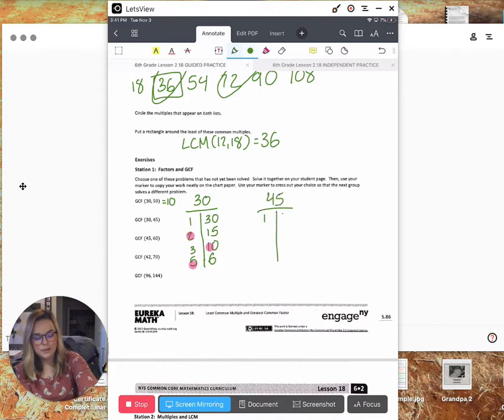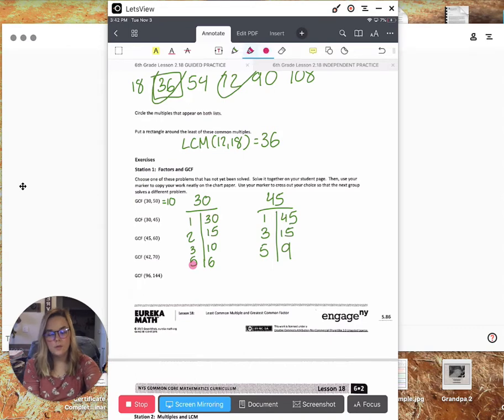So 1 and 45, 3 and... Let me double check on that. Sorry. Hold, please. That's right, 15. That's what I thought it was. 3 and 15, and 5 and 9. So, let me rewrite this a little bit. 6. And take this out and fix that.